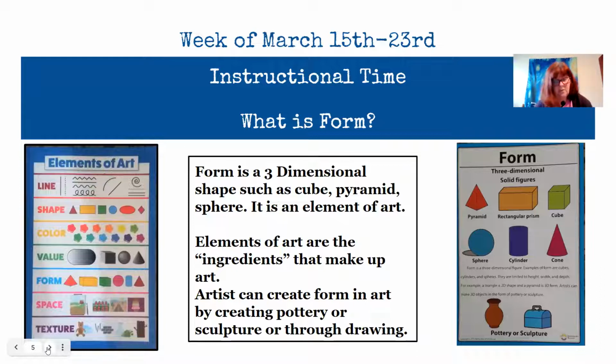And remember, elements of art are the ingredients that make up art. And an artist can create form in art by creating pottery or sculpture, which is something that we can walk around and see from different points of view, or through drawing. And we can create a form through shading or through color.